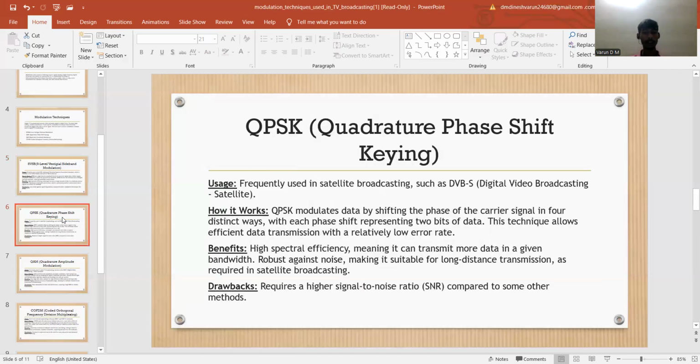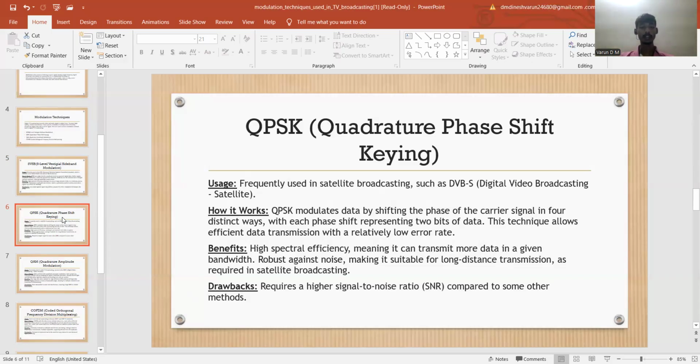Next, QPSK, quadrature phase shift keying. Usage of QPSK: it is frequently used in satellite broadcasting such as DVB-S, that is digital video broadcasting satellite. How it works? QPSK modulates data by shifting the phase of the carrier signal in four distinct ways, with each phase representing 2 bits of data. This technique allows efficient data transmission with a relatively low error rate.